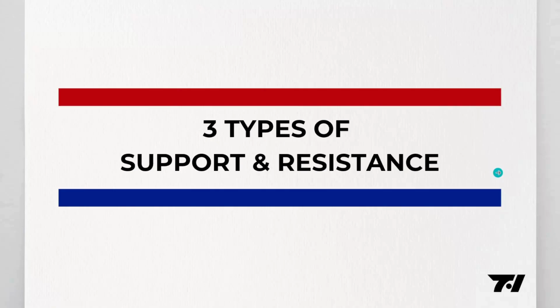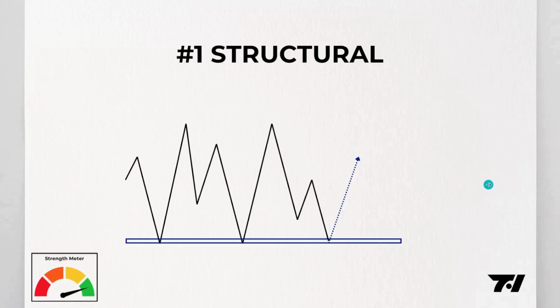Now there are 3 types of support and resistance. I will go through them one by one with you. The first one is structural. Structural is the strongest support or resistance. I put down here the strength meter just to give you a bit of an idea, so you can visualize the strength of each support and resistance.